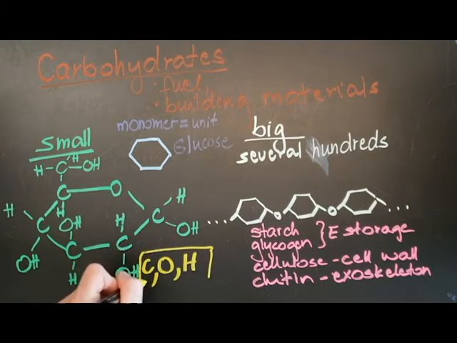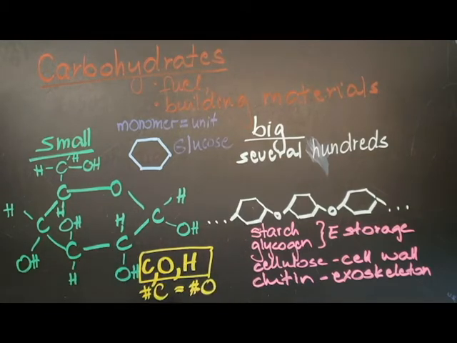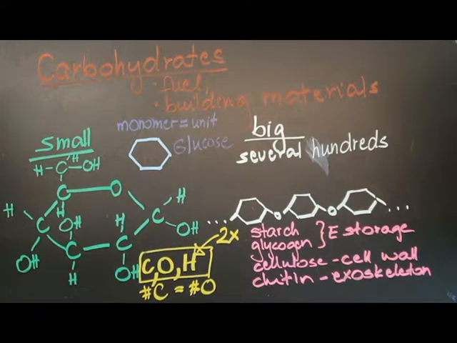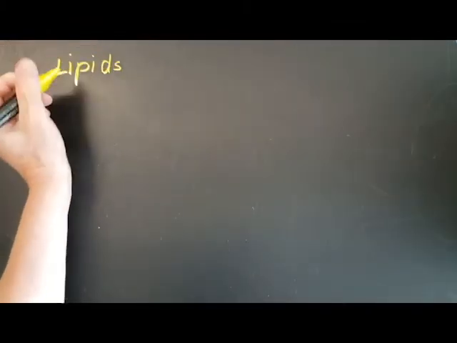We have carbon, oxygen, and hydrogen in the carbohydrates. We see that the number of carbons is usually the same as the number of oxygens, and the hydrogen, we have a lot of hydrogen in here, usually 2 times that of carbon and oxygen.